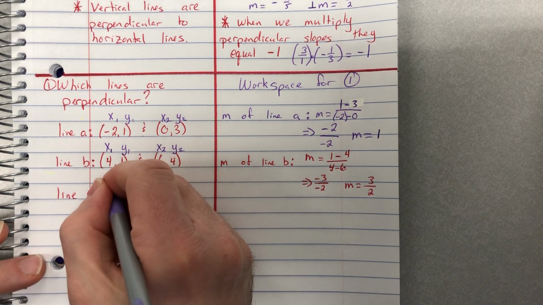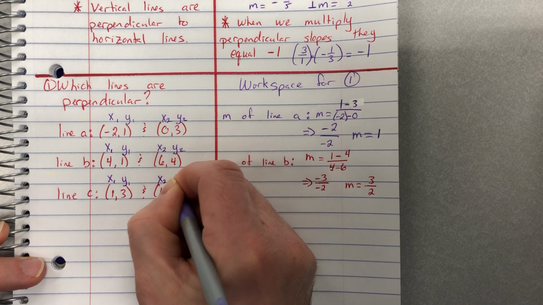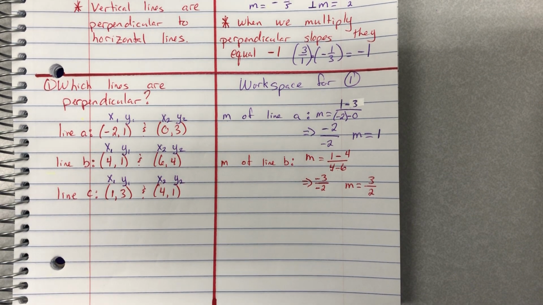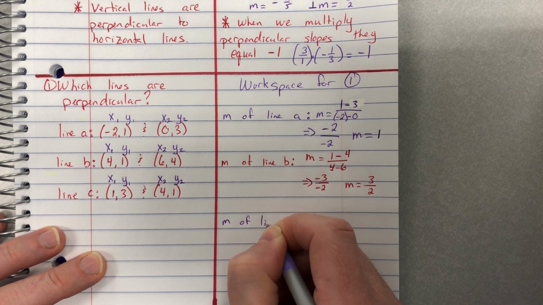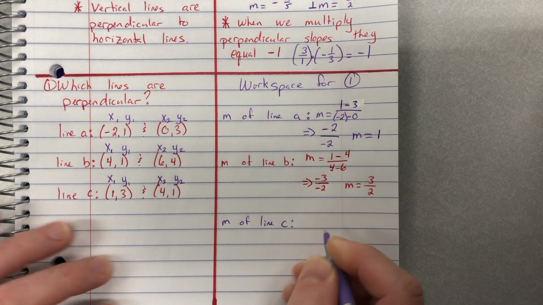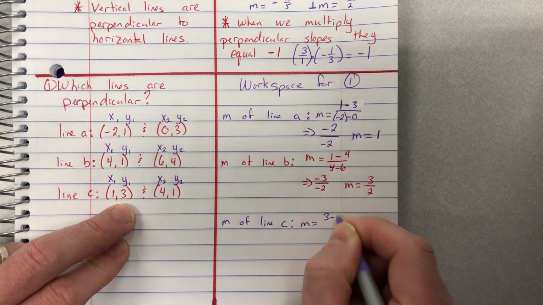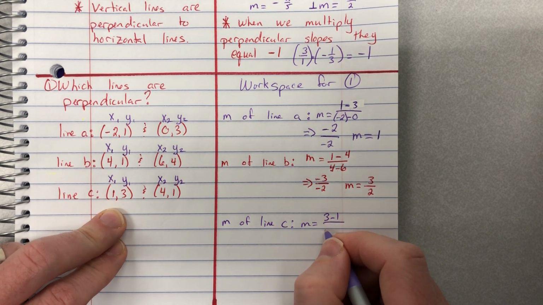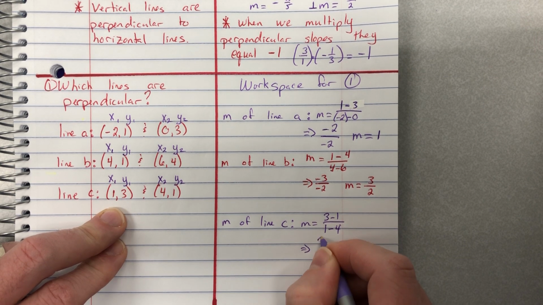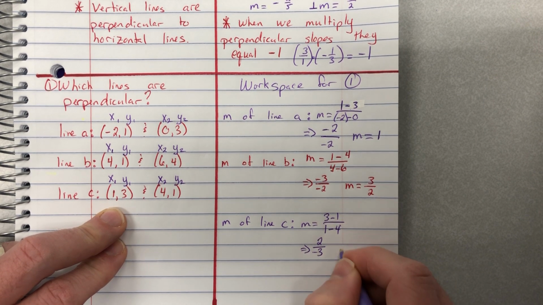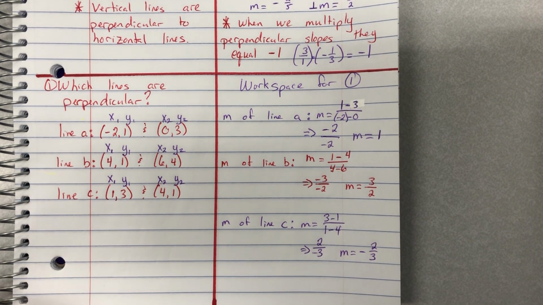Okay. Now we need to find the slope of line C. So we're going to do the same thing. Start off by labeling our points. And now I'm going to say the slope of line C is going to be 3 minus 1 over 1 minus 4. So that'll be 2 over -3. So this slope would be -2/3.